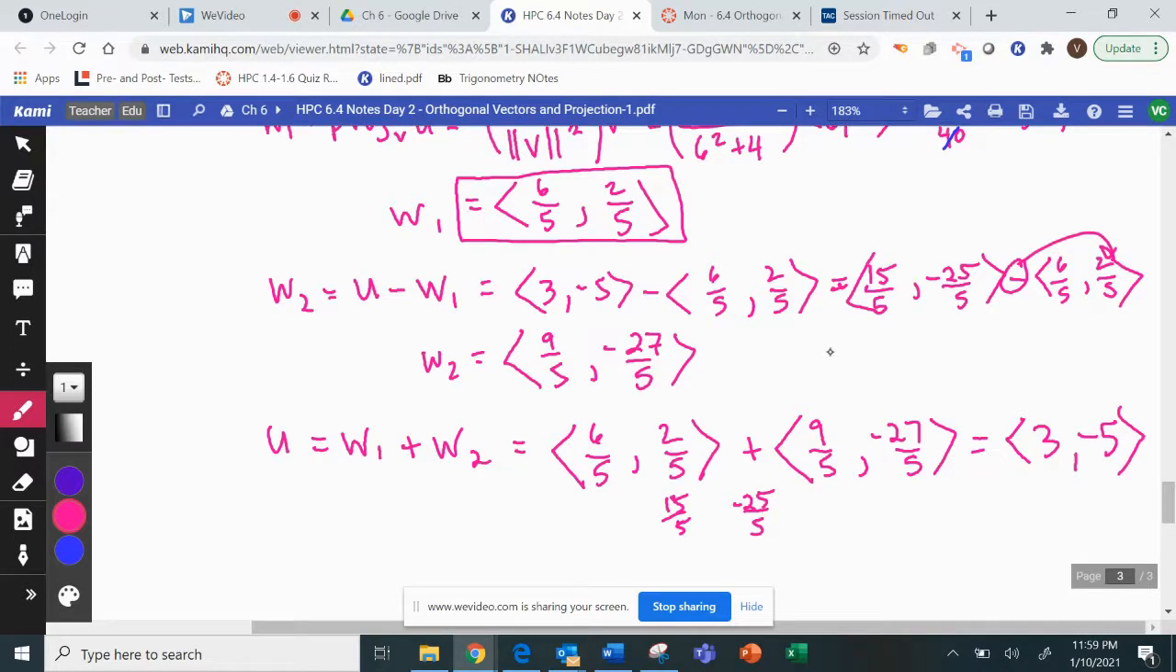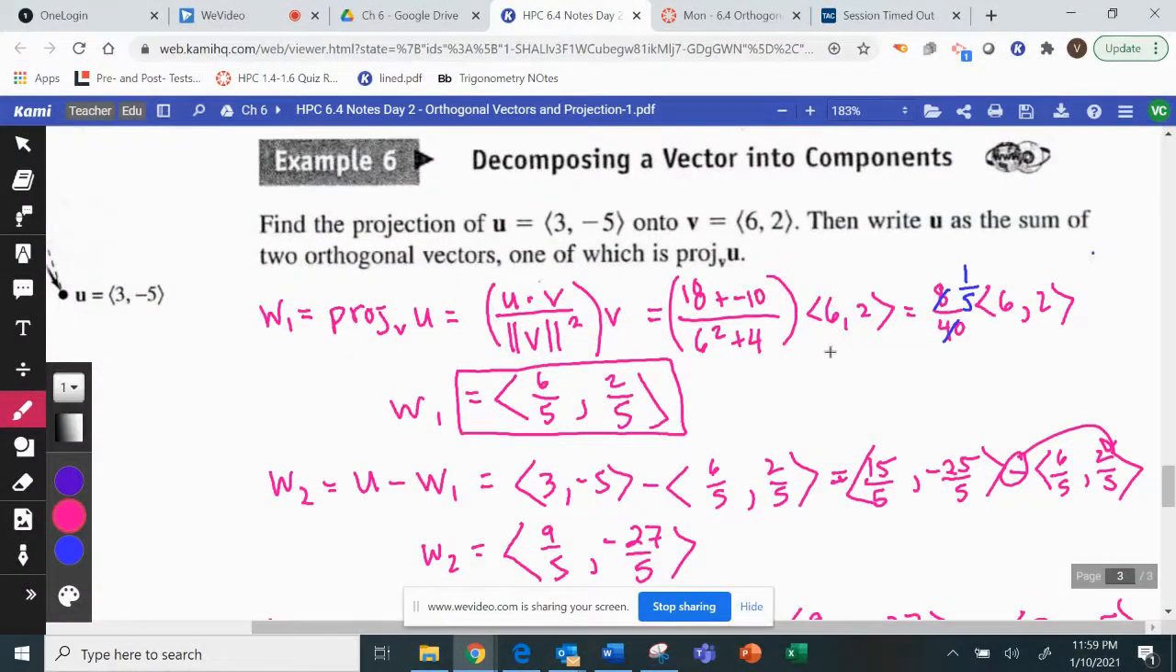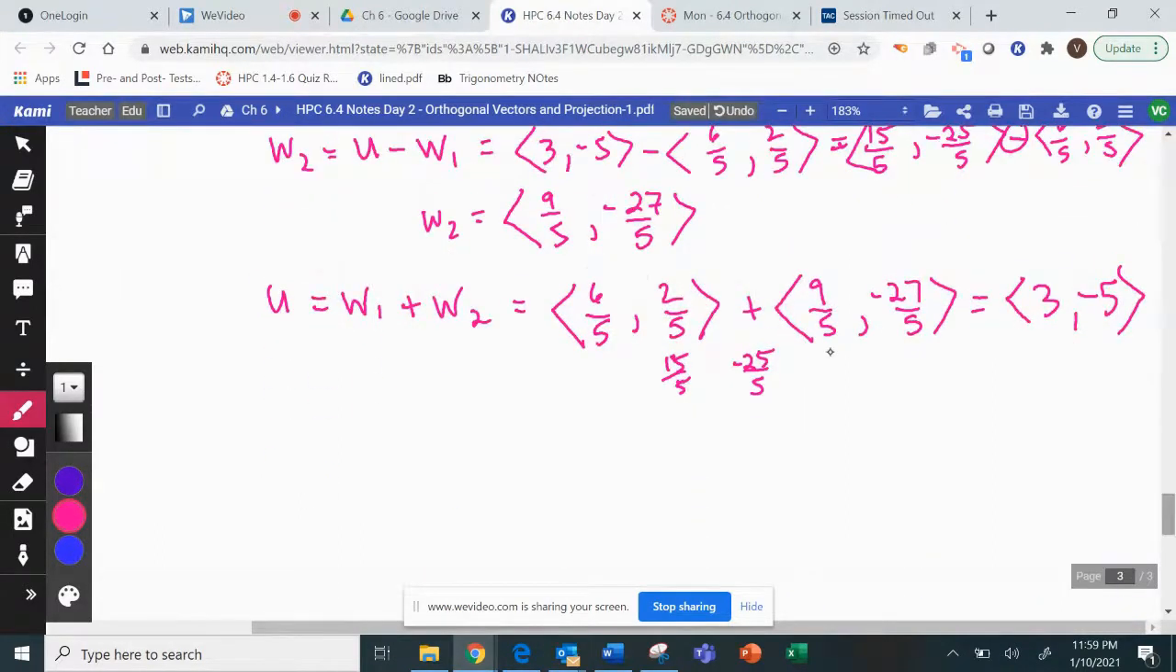All right, so our goal was to write u as a sum of two orthogonal vectors. So that's what we did. We wrote u as the sum of the two orthogonal vectors, and we got the vector 3, -5 for u.